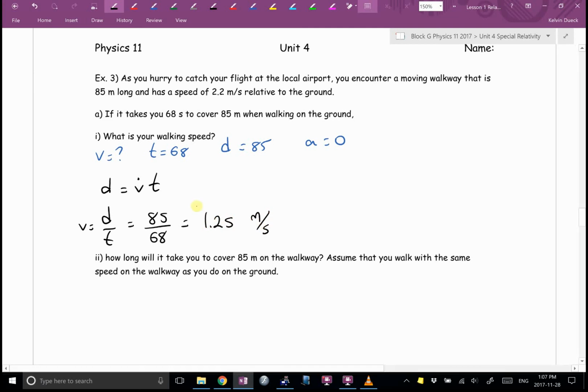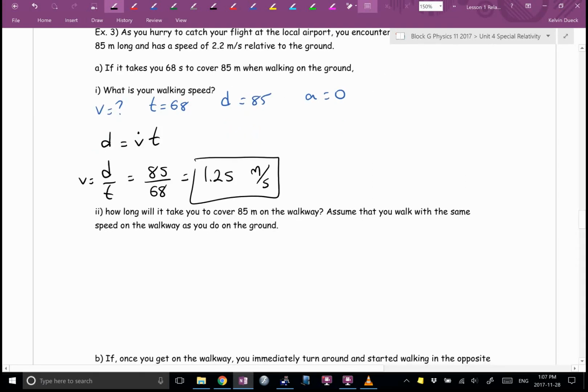If you want to put this in context, remember the picture of the passenger on the train with the little backpack that I showed you earlier? This is the passenger's walking speed in the train. This is my walking speed on the ground. All right. Now, I walk on the walkway. How long will it take me to cover the 85 meters?